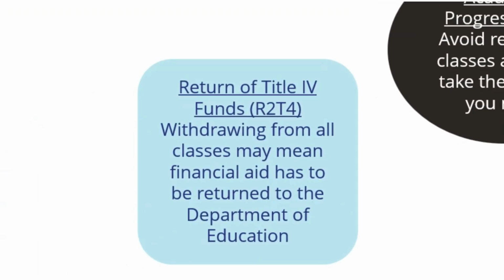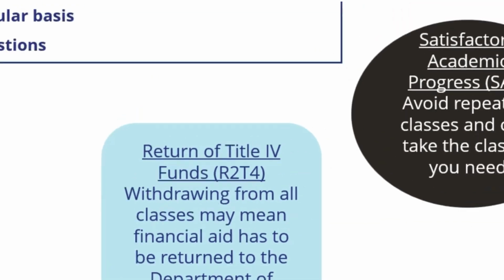There are situations in which students may withdraw from the institution or their classes. The return of Title IV funds, also known as R2T4, is when students withdraw from all classes, which means financial aid has to be returned to the Department of Education. This is on a case-by-case basis and should be discussed with your financial aid office.